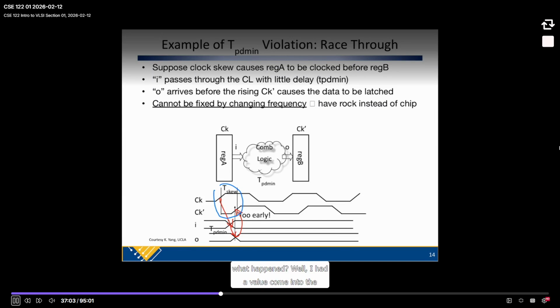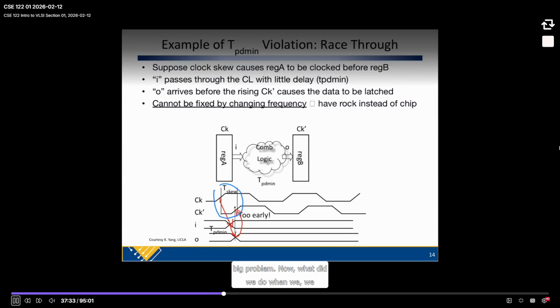So what happened? Well, I had a value come into the first register and then go to the second register. It was captured in both of the registers at the same time, the same logical clock edge. So it raced through. And I did not store the value that was originally in register A into register B. Okay? So that's the big problem.